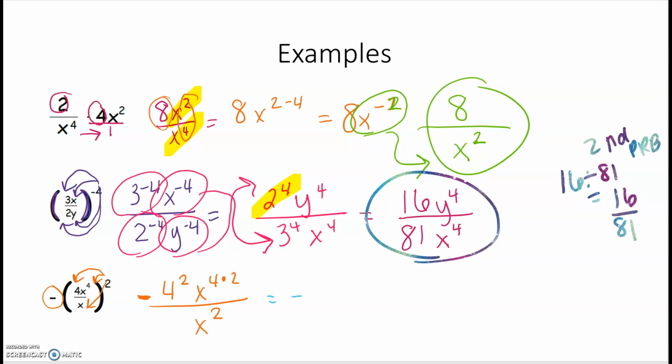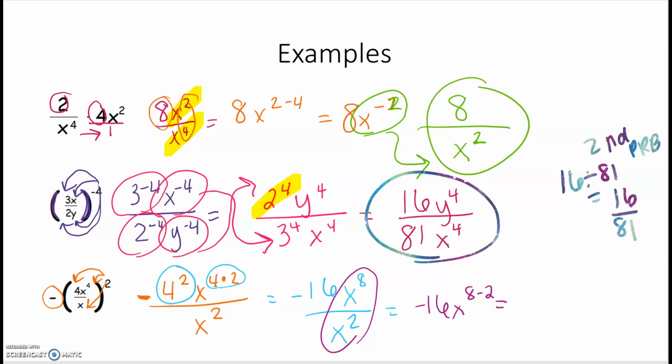Okay, now I'm going to simplify, so that negative is still hanging out front. I'm going to go ahead and simplify my number right here. 4 squared gets me 16. Then we're multiplying those exponents on top, so I have x to the 8th over x squared. Because I have an x on the top and on the bottom, I do need to simplify those. Remember, this is what we learned today with our division properties. So I am going to subtract my exponents, 8 minus 2, which gets me negative 16x to the 6th. There's my answer.